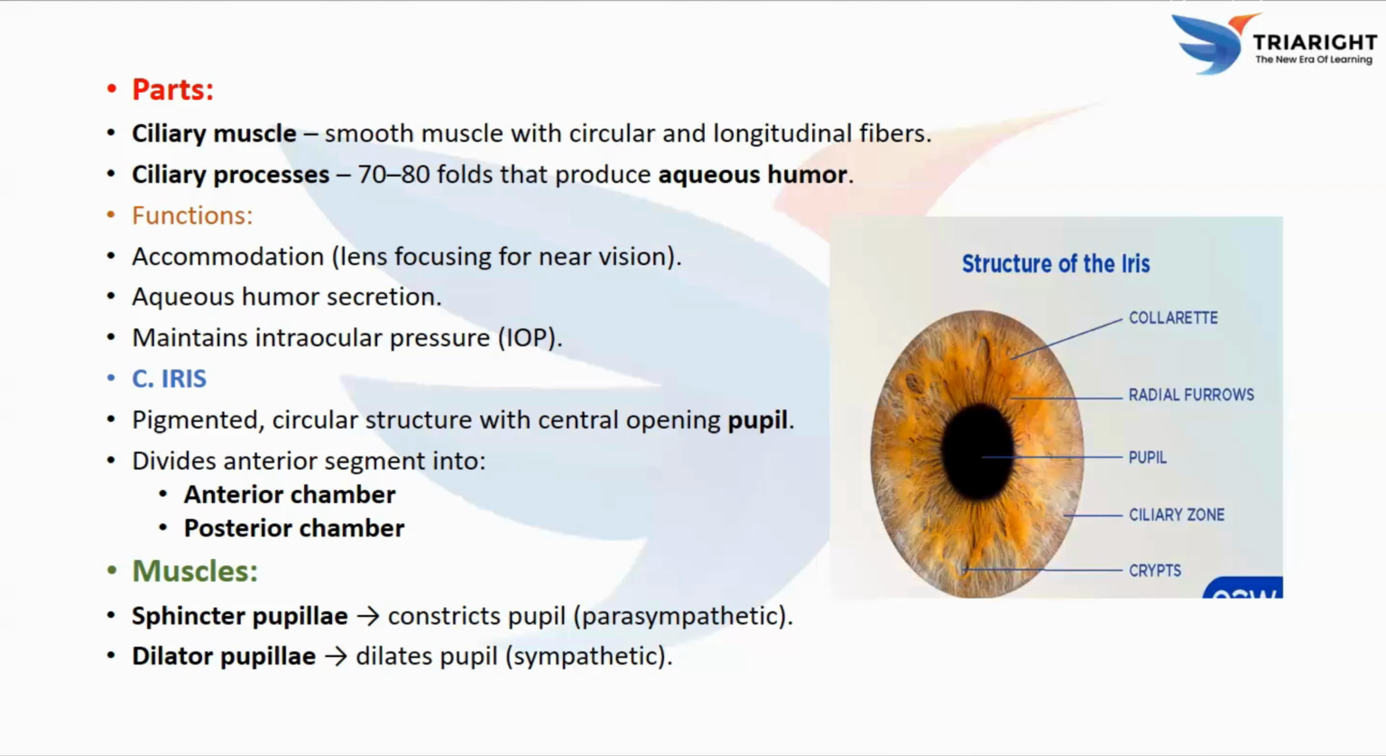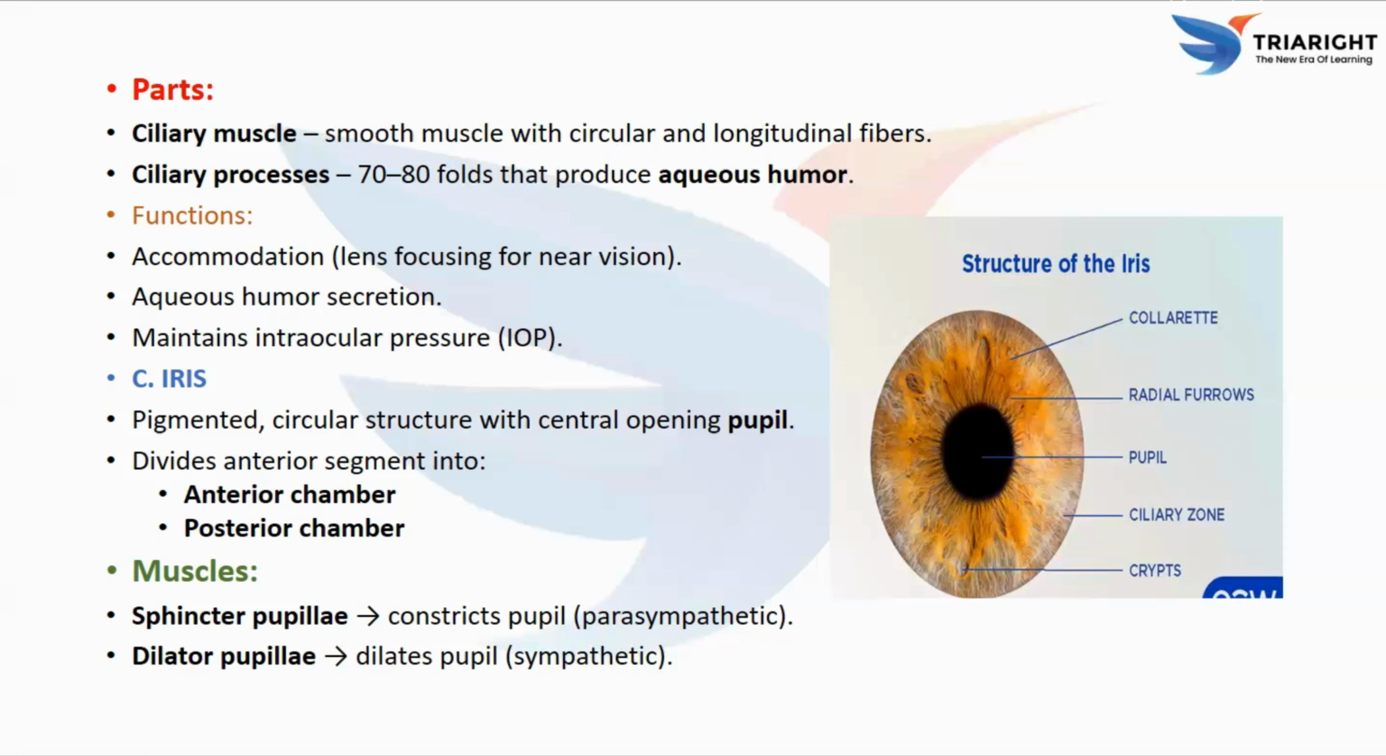So what are the functions of the ciliary body? Accommodation, aqueous humor secretion, and intraocular pressure maintenance. Accommodation controls the lens focusing, especially for near vision. Aqueous humor secretion is vital for maintaining correct pressure and nutrition. And IOP is intraocular pressure. A proper balance of aqueous humor production and drainage prevents glaucoma.